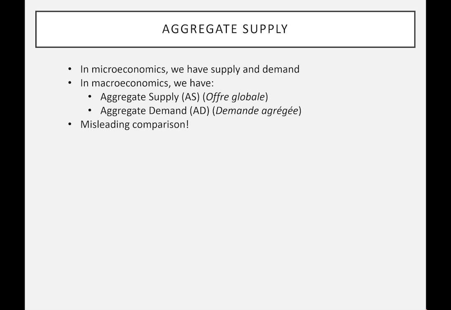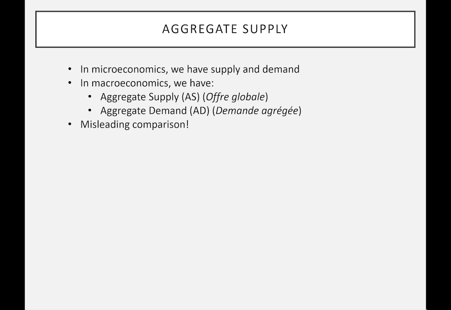Before we start talking about aggregate demand, I want to talk about the idea of aggregate supply, but in the short run. So we're going to be looking at what is sometimes referred to as the short run aggregate supply curve, or also as the Phillips curve. Now, keep in mind, in microeconomics, we have supply and demand. In macroeconomics, we have what we'll see later, aggregate demand and aggregate supply.